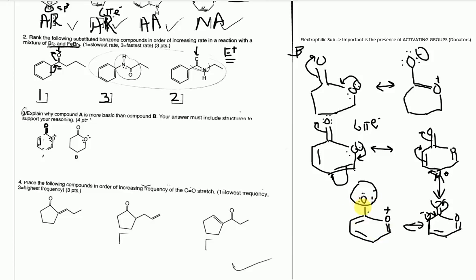This has to be in this form in order for this structure to be fully aromatic, because these bonds are conjugated, so they're going to be moving around. And so this aromatic structure lets us have a more basic molecule. And that's the long, complicated explanation for why A is more basic than B.